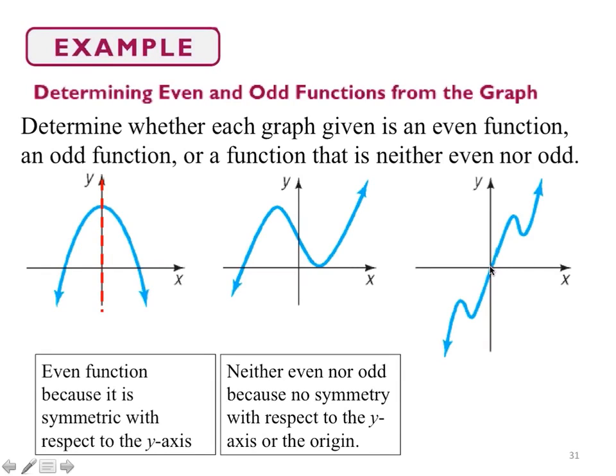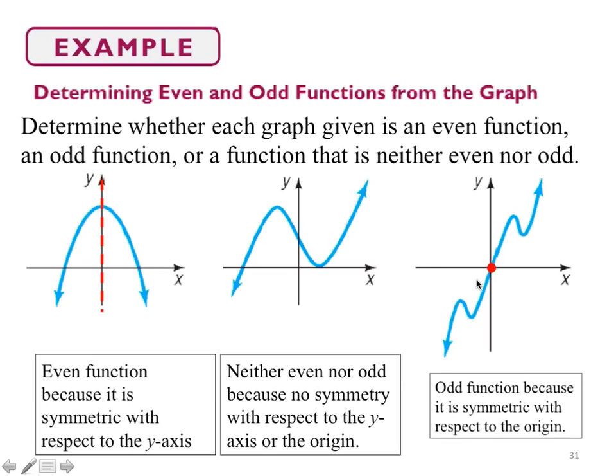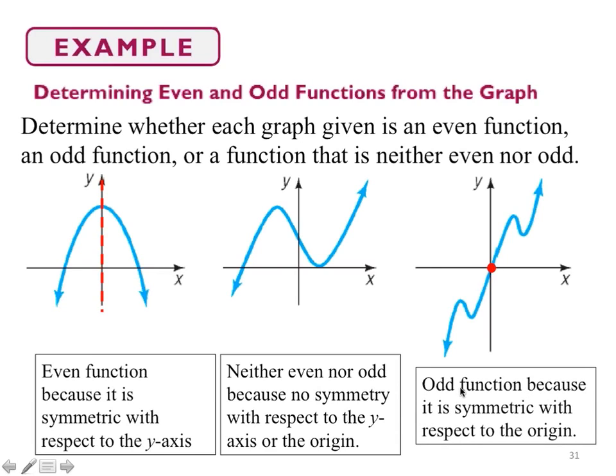Now this one right here, if we take this right-hand side and flip it across our y-axis and our x-axis, we end up with this piece down here. So this is an odd function because it's symmetric with respect to the origin.